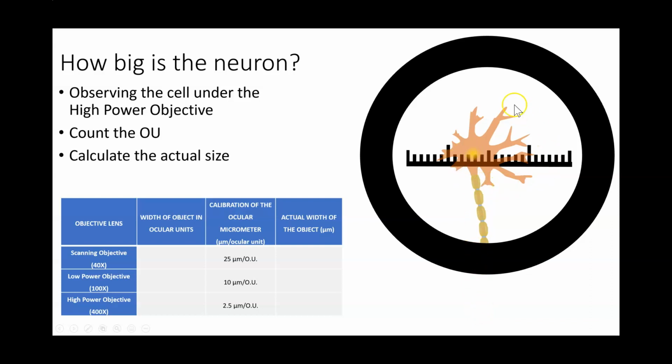But the soma, the main body that contains the nucleus, and this is where all the protein synthesis takes place, is a little bit more consistent in size. So let's estimate the width of the soma. Again, pause the video, see if you can count across. And I think I counted 13. Yeah, great. 13 ocular units across. So go ahead, write down your calculations and make sure you make note of that for the quiz.